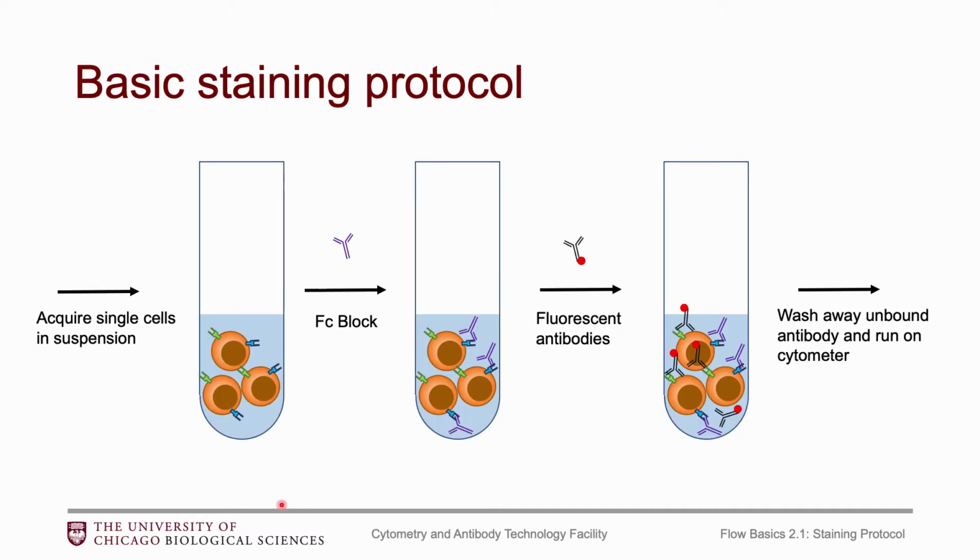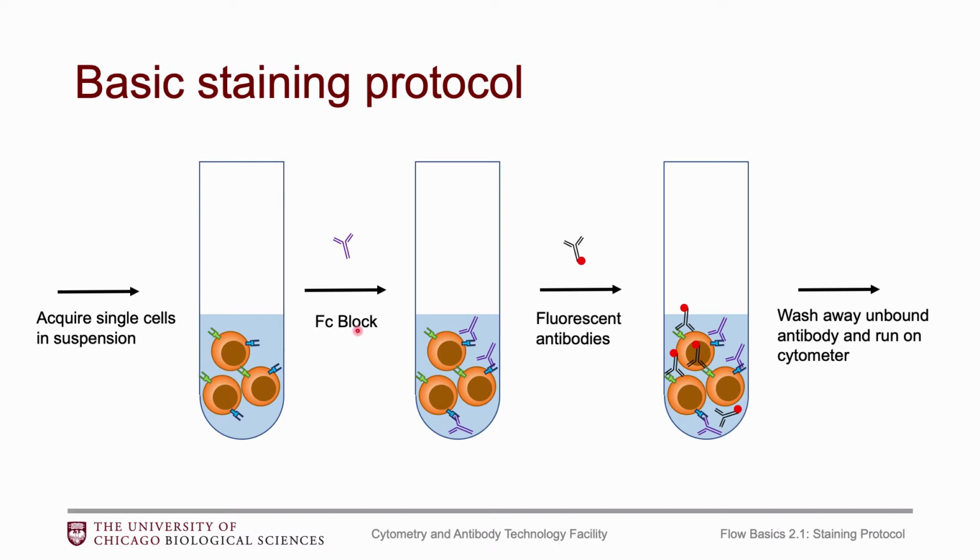Okay, so once you've decided on your tubes and your FACS buffer, which is used for washing and staining and pretty much everything, then you can start doing the protocol. So this is just an overview of the basic protocol. The first thing you're going to need to do is acquire your cells as single cells in suspension. So if you have tissue, you're going to need to get those out of the tissue. I'll talk about that a bit more in the second video.